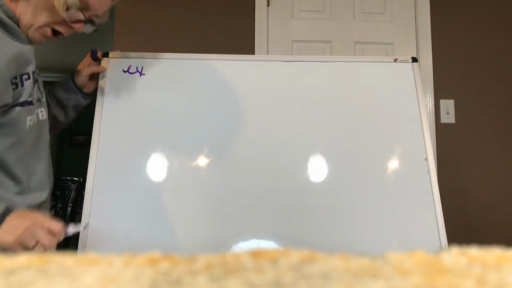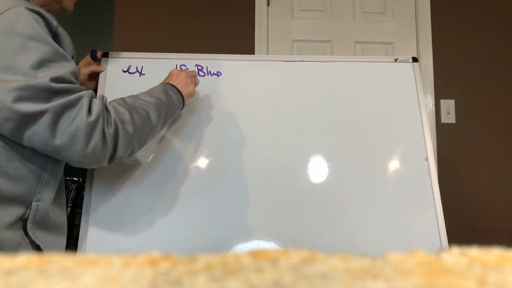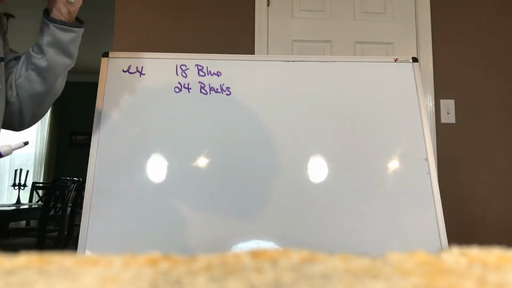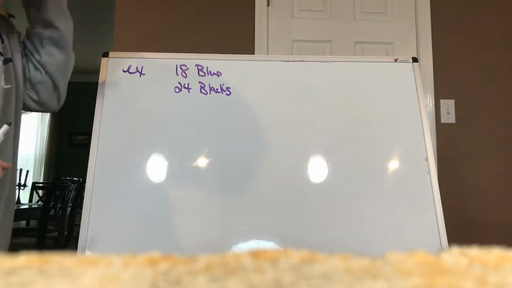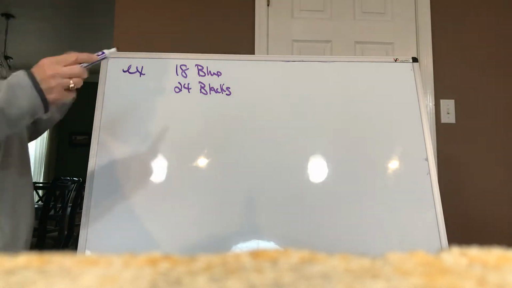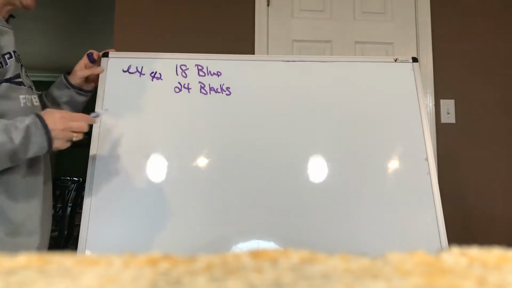Okay, let's look at example 3. This is dependent. Example 3. There are 18 blue socks and 24 black socks. Okay. What is the probability of randomly picking 2 black socks without replacing? You're not putting it back. Well, the total here, there's 42 socks. 18 plus 24 is 42.